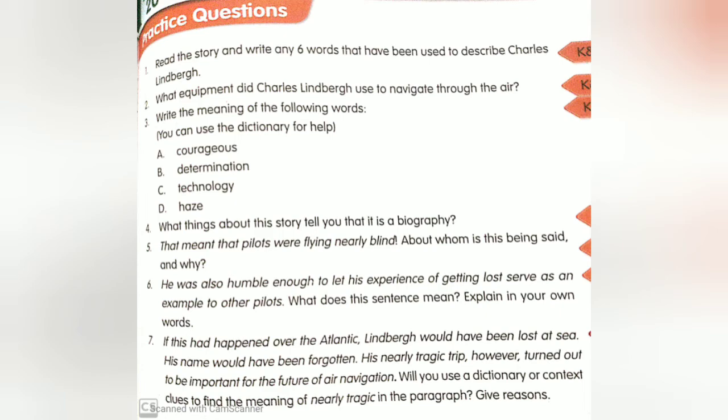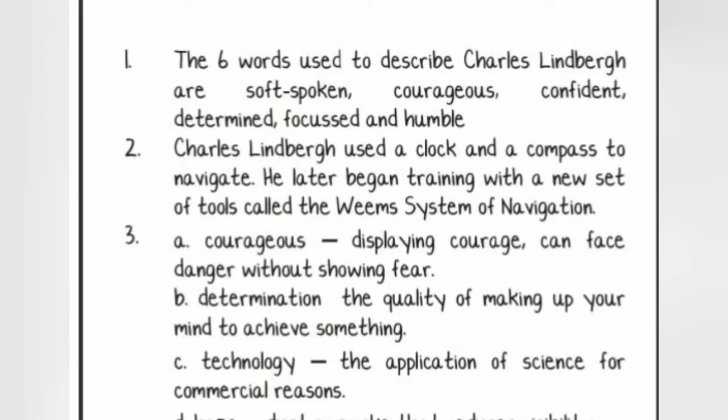Block 20, page number 111. Practice questions. Read the story and write any 6 words that have been used to describe Charles Lindbergh. The 6 words used to describe Charles Lindbergh are soft-spoken, courageous, confident, determined, focused, and humble. What equipment did Charles Lindbergh use to navigate through air? Charles Lindbergh used a clock and compass to navigate. He later began training with a new set of tools called the beam system of navigation.